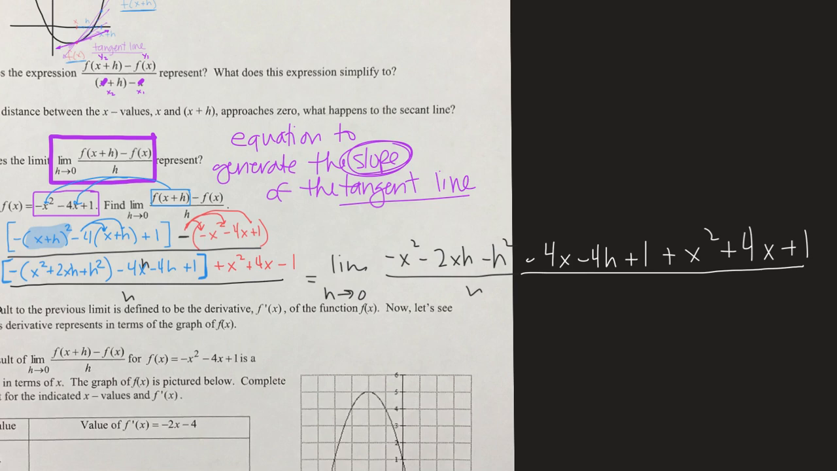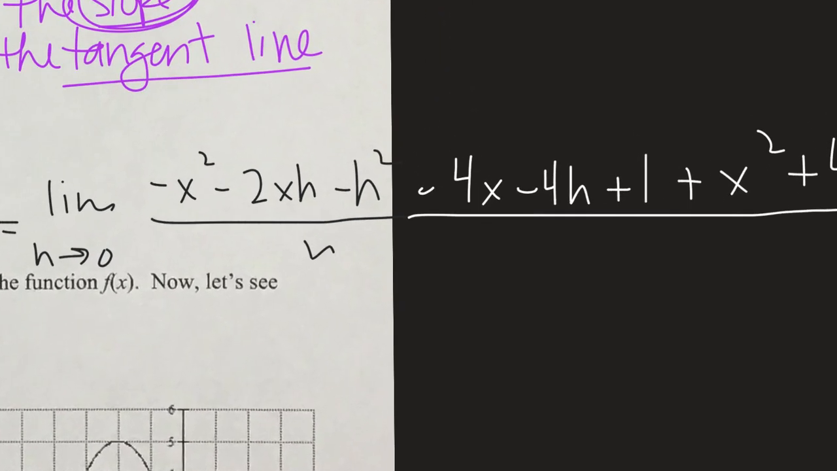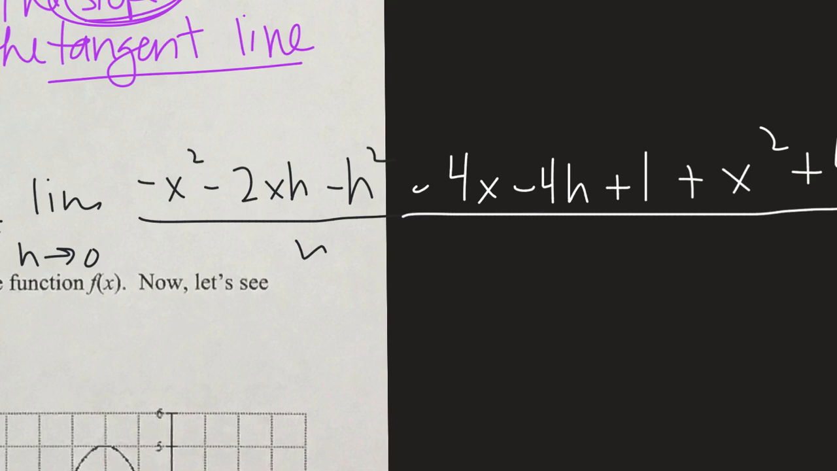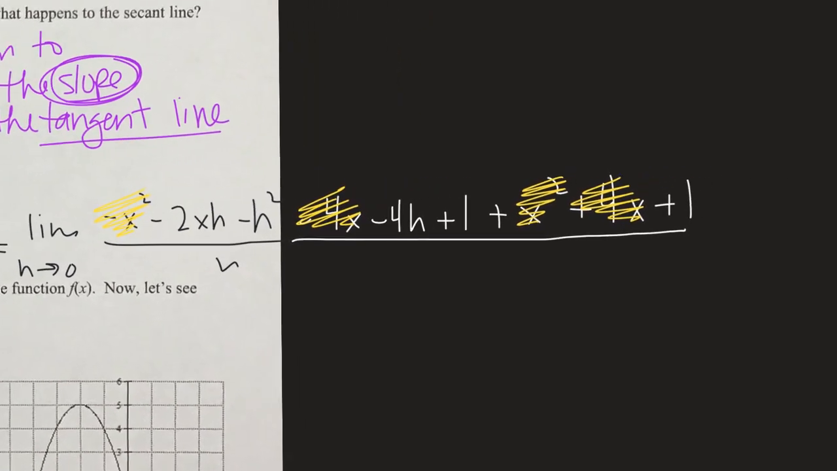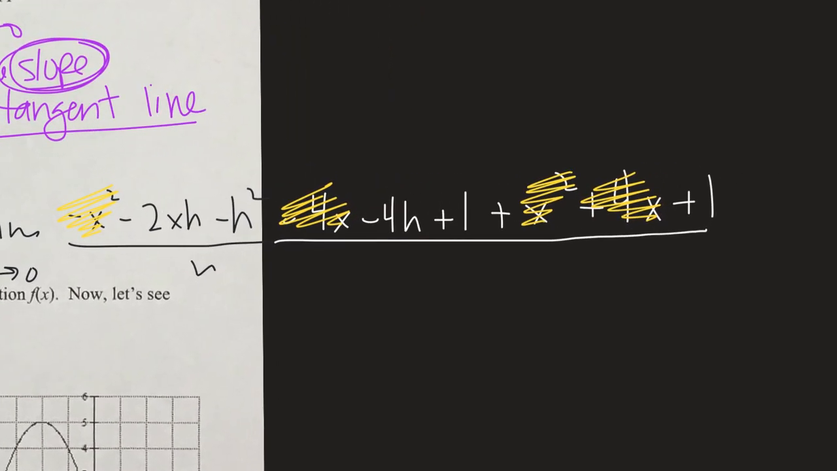Now, if we did our algebra correctly, then we should be able to cancel out a bunch of stuff. This positive x squared subtracts with this negative x squared. That's 0. This minus 4x and this plus 4x add together to give us 0. This 1 over here has the wrong sign, doesn't it? That's not a plus 1, that's a minus 1. Because these ones should also be gone, this plus 1 and this minus 1.